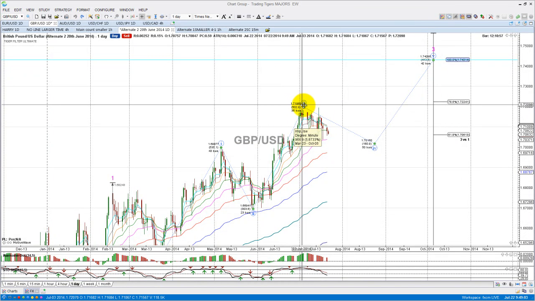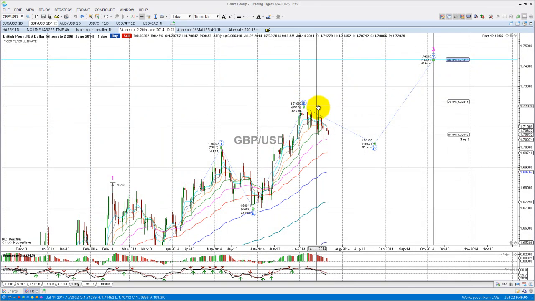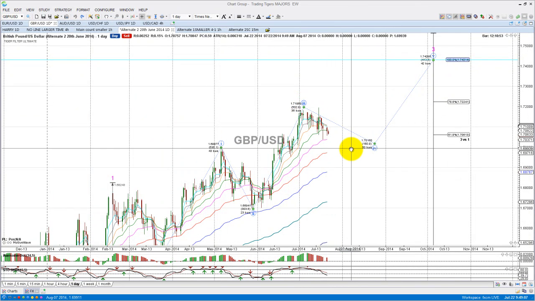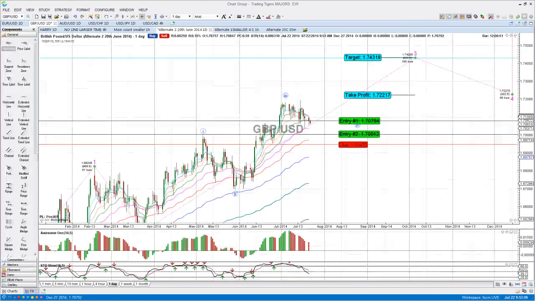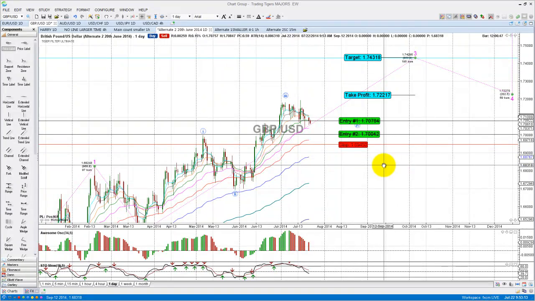That's blue and in circles, Roman numerals. So now we're looking for the push down. Could come as far as there at 6,999.08. I'll put an entry for the wave 5 too. So I've put in 2 entries right now.